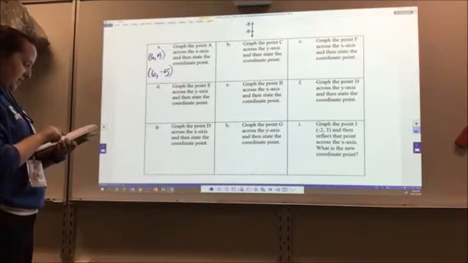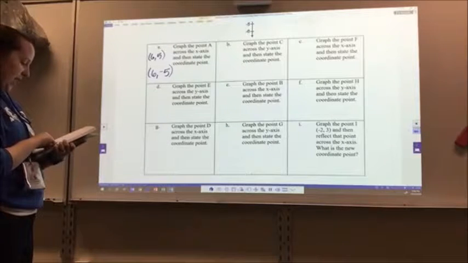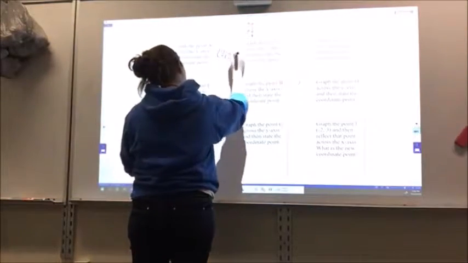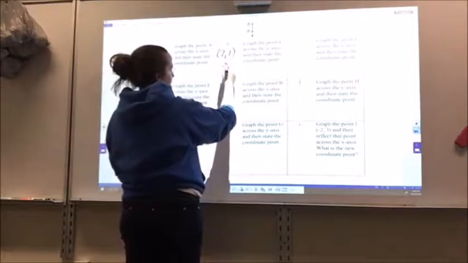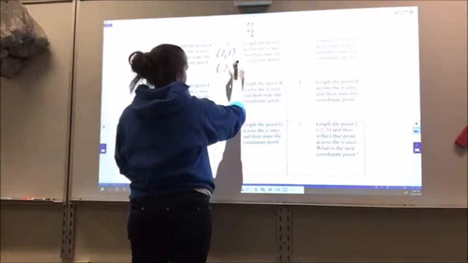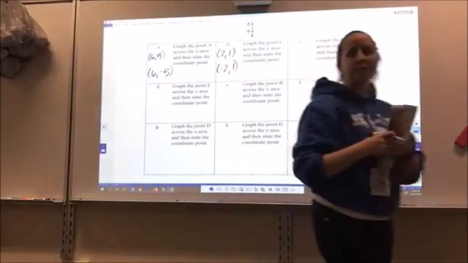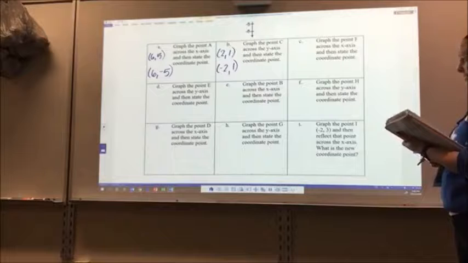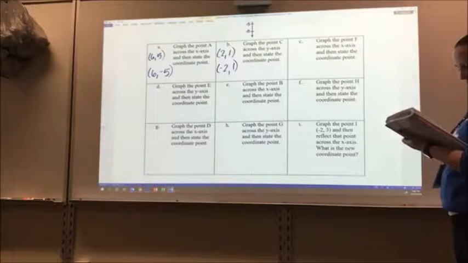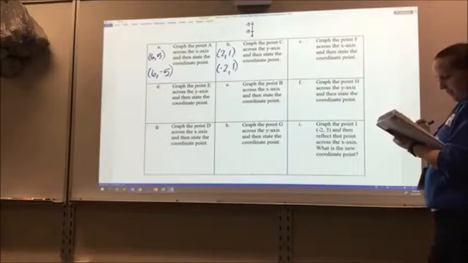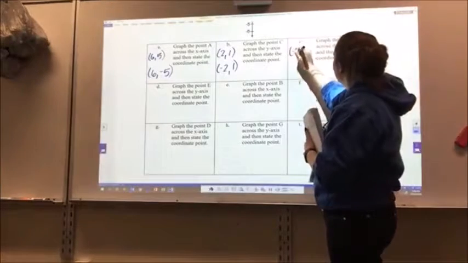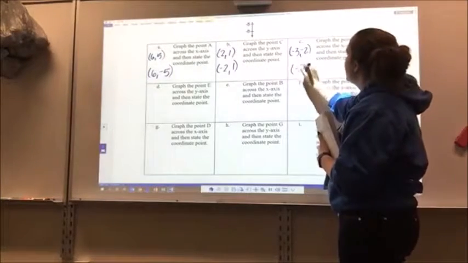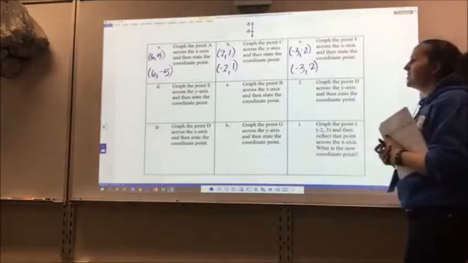For letter B, it says graph the point C across the y-axis. C was originally 2, 1. Across the y-axis means my x changes, so I get negative 2, 1. For letter C, graph the point F across the x-axis and then state the coordinate point. So F is negative 3, negative 2 originally, and I'm going across the x-axis, so my x doesn't change, but my y does, it flips.